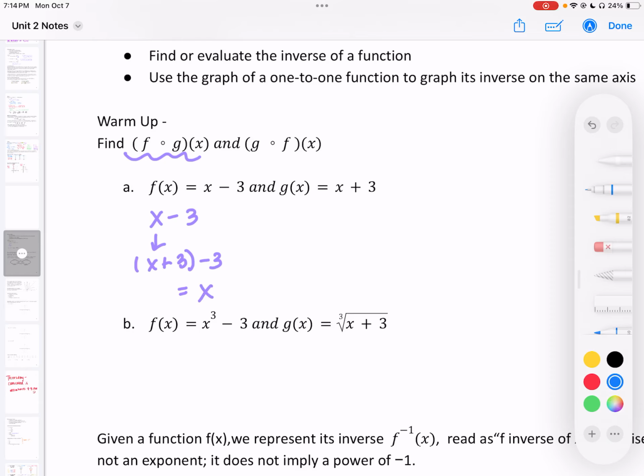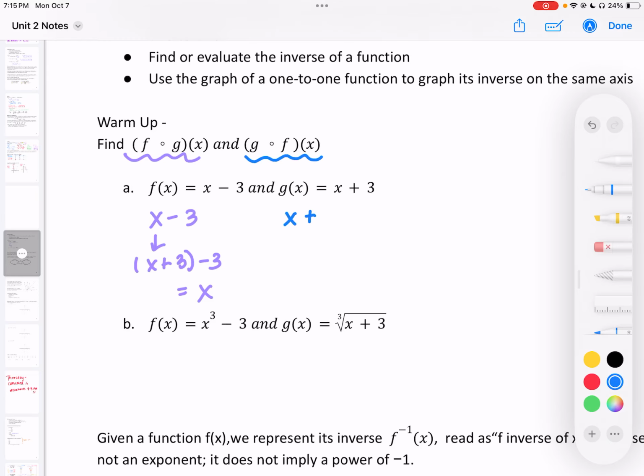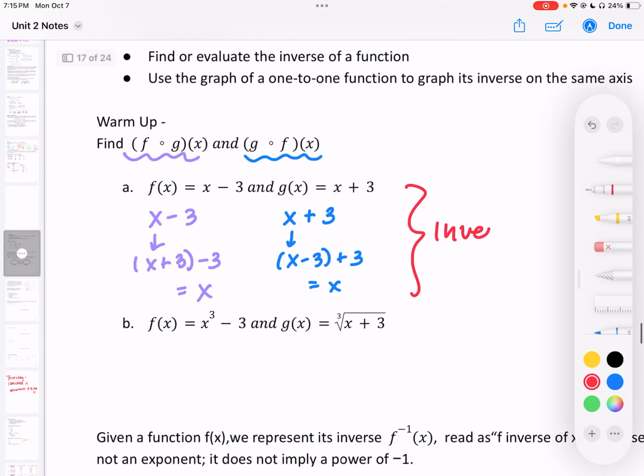And then I'll do the other one in blue. So I'm going to plug in f of x into g of x. Okay, that also gives me an x. That means, which we're going to talk about later today, that these are inverses of each other.